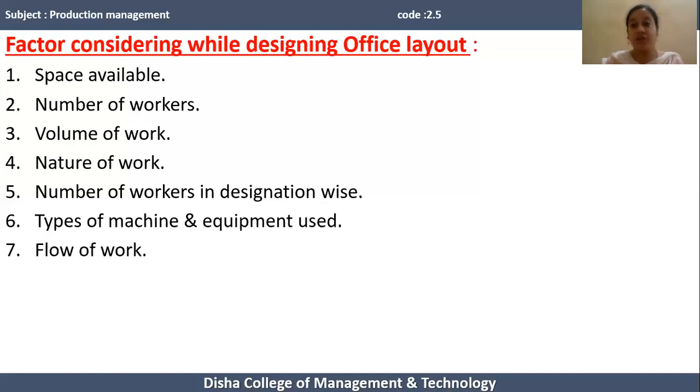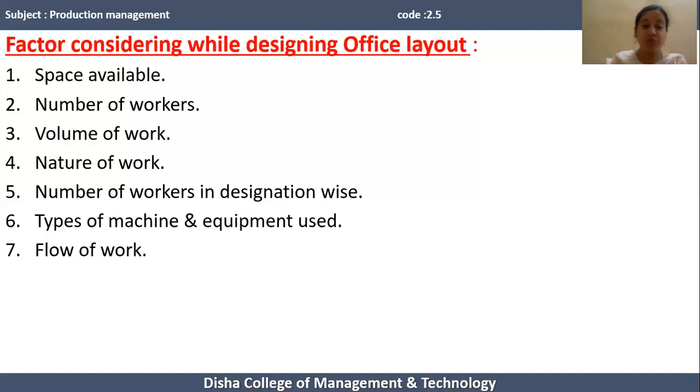The nature of work. If the organization is doing various confidential work, the superintendent has to locate a place where privacy can be maintained. According to the nature of the work, he has to locate different sections. The number of workers designation-wise means he has to identify the number of workers with their designation, so that he can create a separate department or separate room for high level employees.